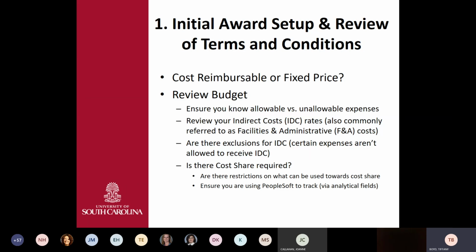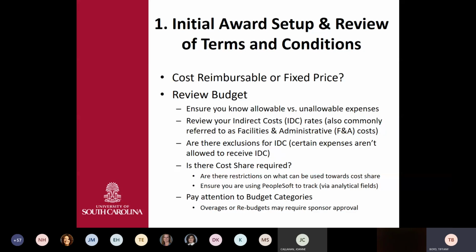And is there cost share required? Are there any restrictions on what can be used towards cost share? And then making sure that you're using PeopleSoft to track it appropriately. And always make sure that you're paying attention to those budget categories so that you're coordinating rebudgets as necessary, because sometimes those may require sponsor pre-approval.